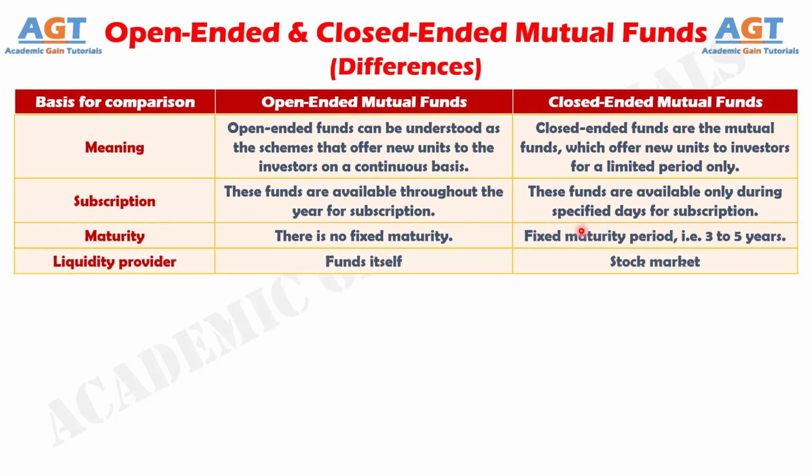Number 4. The liquidity is provided by the fund itself in the open-ended scheme. As against this, in the closed-ended scheme, the stock market provides liquidity. Number 5. In an open-ended fund, the corpus is variable because of continuous buying and redemption. On the other hand, the corpus is fixed because no new units are offered for sale beyond the limit specified.